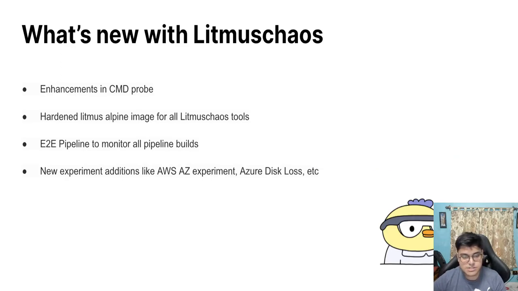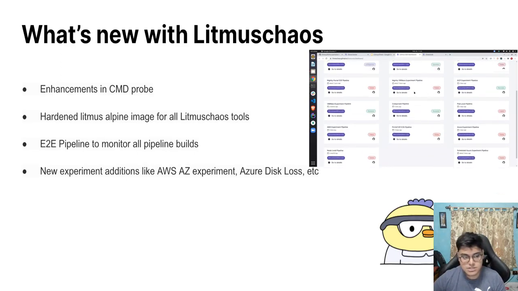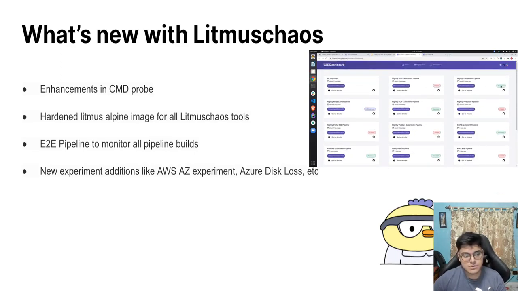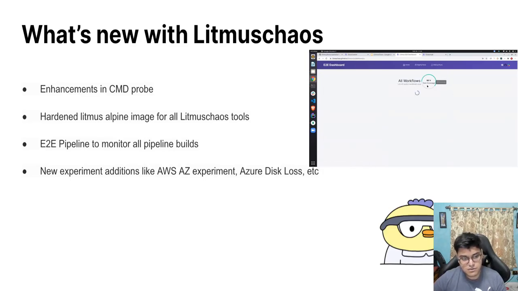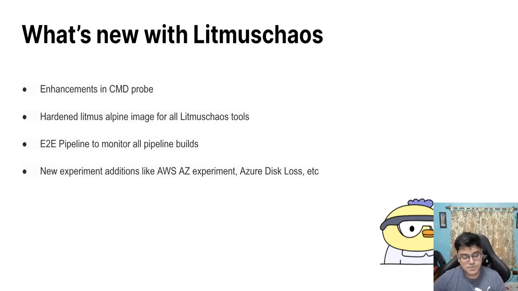We have also hardened the Litmus Alpine images that were used in different Litmus Chaos tools. And also the E2E pipeline to monitor all the pipeline builds has been created. So there are nightly builds and a whole E2E dashboard that you can explore, where you can see the different builds for individual workflows for each of the experiments, etc. And lastly, we of course are working on new experiments, like the AWS AZ experiment, Azure Disk Loss, etc. These new experiments have also been added to the public Chaos Hub.